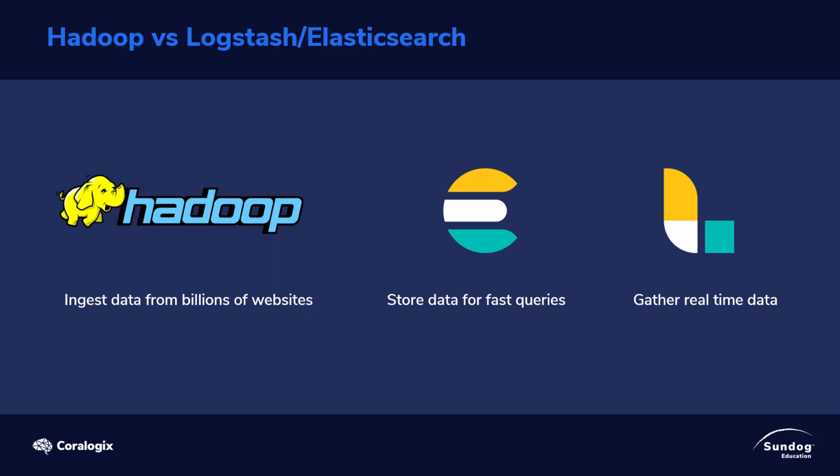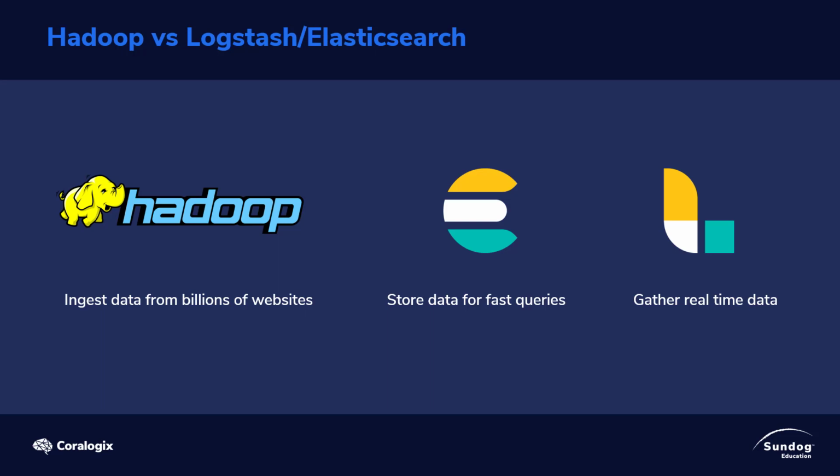First of all, we shouldn't think in terms of which one is better than the other. Each excels at the jobs it's created for. Each has pros and cons. To try to paint a picture and give you an idea of when we'd use one or the other, let's think of these scenarios. When we need to ingest data from billions of websites, as a search engine like Google does, we'd find a tool like Hadoop very useful and efficient.